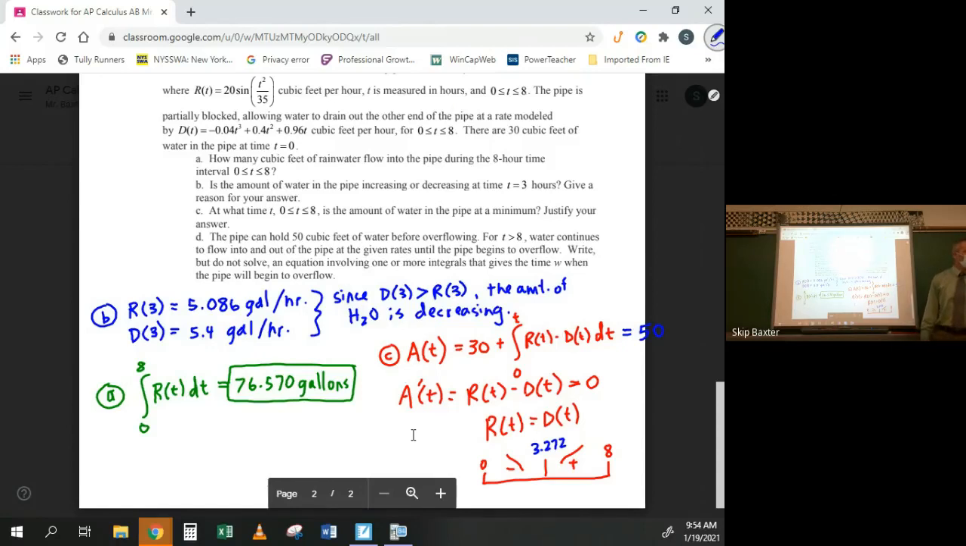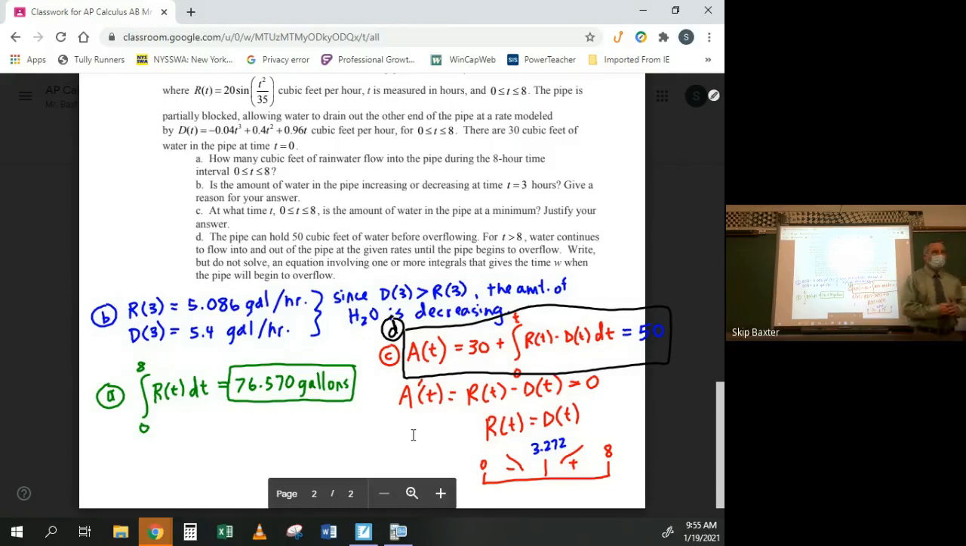Everybody understand that? Or equivalently, I could have forgotten about the 30 and just said, let's find out when the total amount of change is equal to 20, because if we start at 30, then it has to fill up 20 gallons before it overflows. I don't know how clear this is, but that would be my answer for part D right there. Okay. Any other questions on that one? That was a tricky one. It's kind of a lot to it.